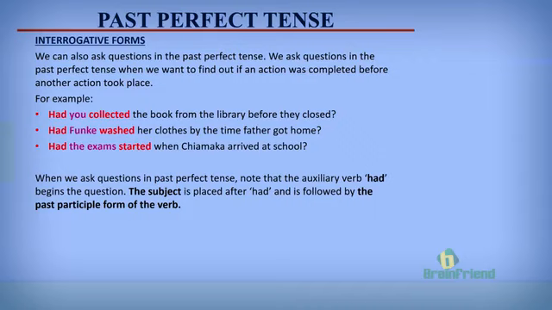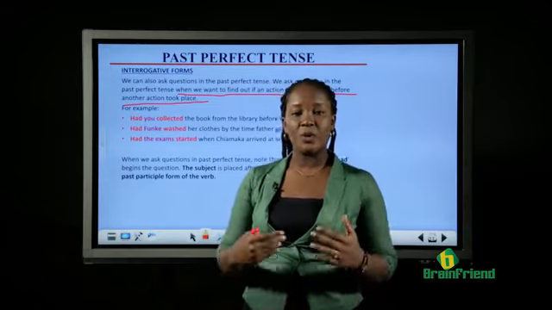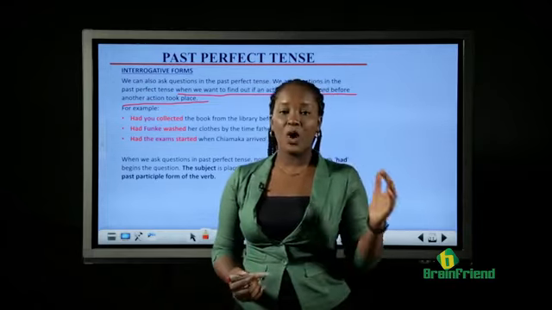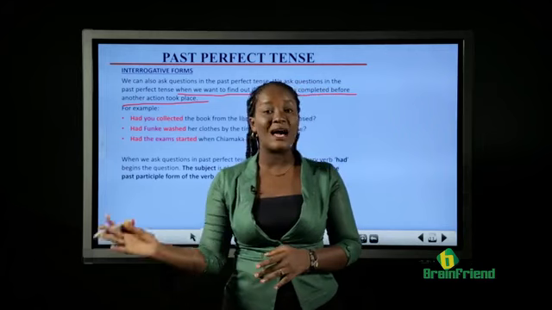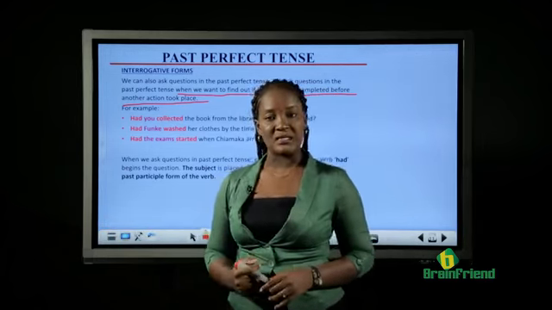We ask questions in the past perfect tense when we want to find out if an action was completed before another action took place. Now, bear in mind that both actions took place in the past, but we are trying to find out if one action took place before another action took place.